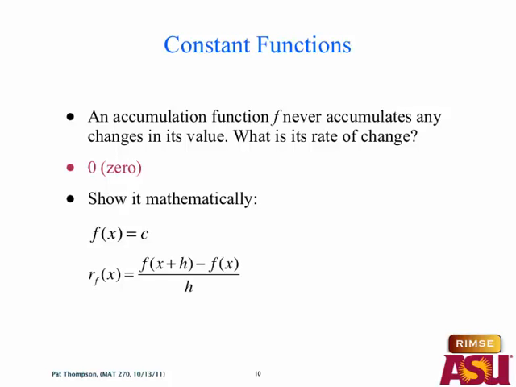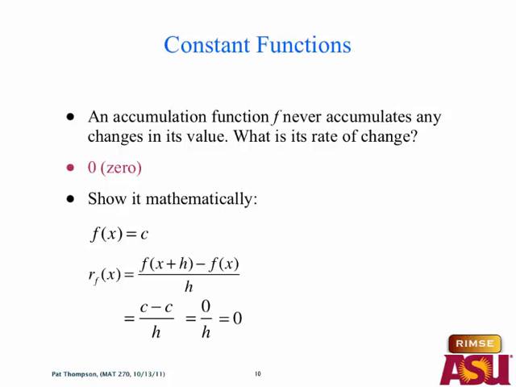This function says no matter what you input for x, the output is always c. That's what it says. It doesn't matter what you input for x. You always get an output of c. Therefore, if you input x plus h, what do you get? And if you input x, c. That function says no matter what you input for x, your output is c. So whether it's x plus h or x, you always get c. And so what's the rate of change function? 0. There it is.